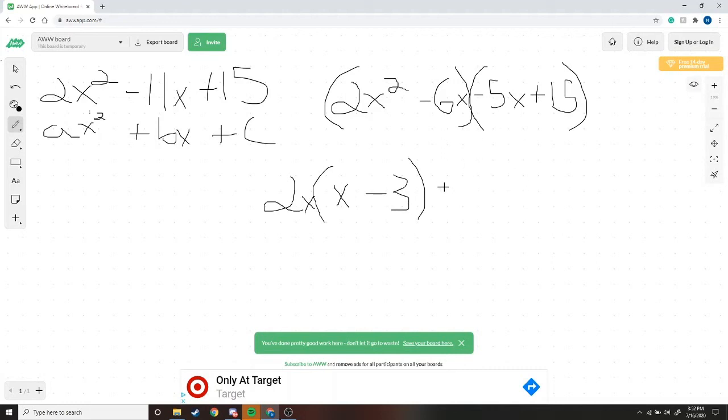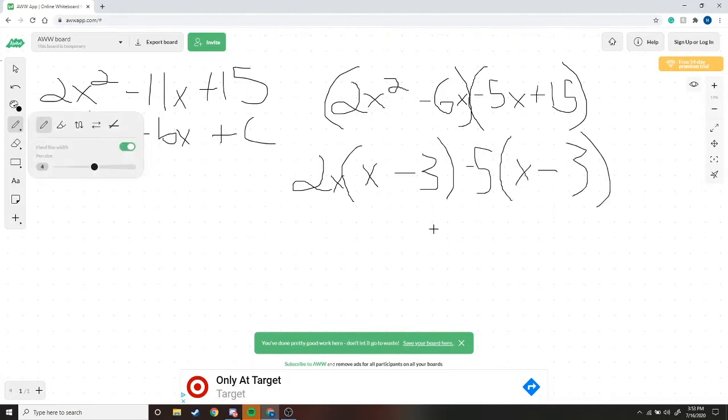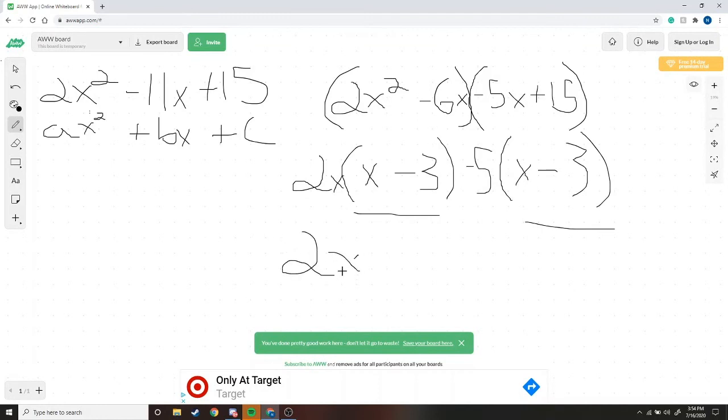We're going to take out a negative 5 because a negative 5 goes into both 15 and negative 5x. So what times negative 5 is equal to negative 5x? Well, that's just x. And what times negative 5 is equal to positive 15? It's minus 3. You know you are on the right track when these two parentheses match. So then you want to combine the outer greatest common factors. So we have 2x and minus 5, and we just put it into a parenthesis. And we want to just take one of these. So we have x minus 3.